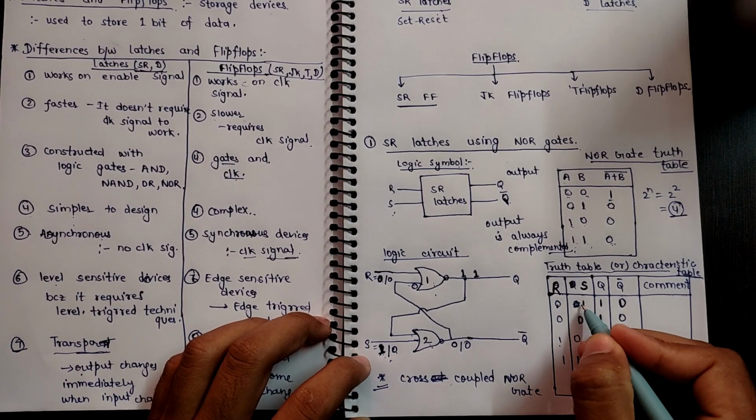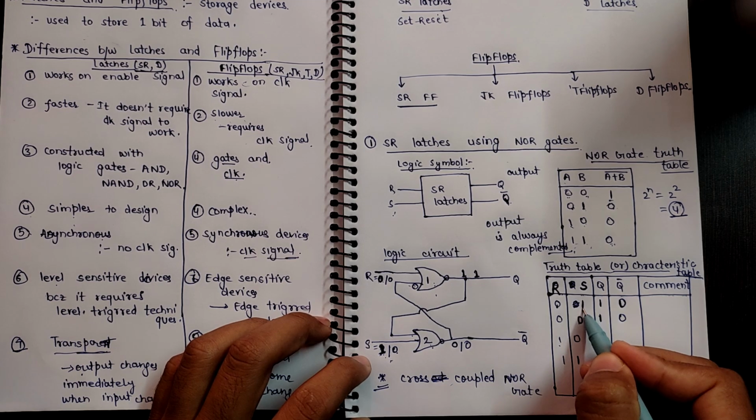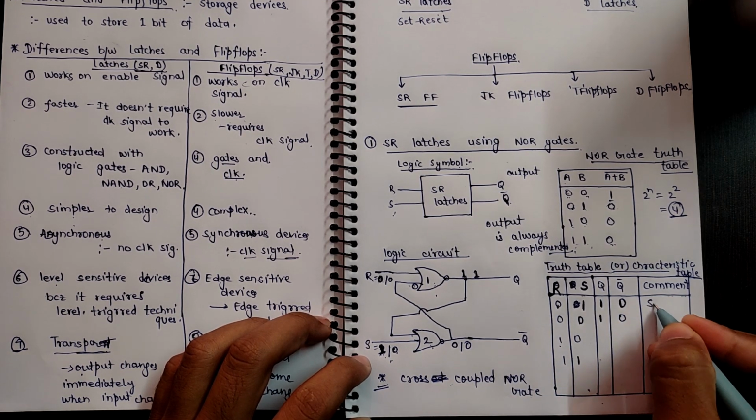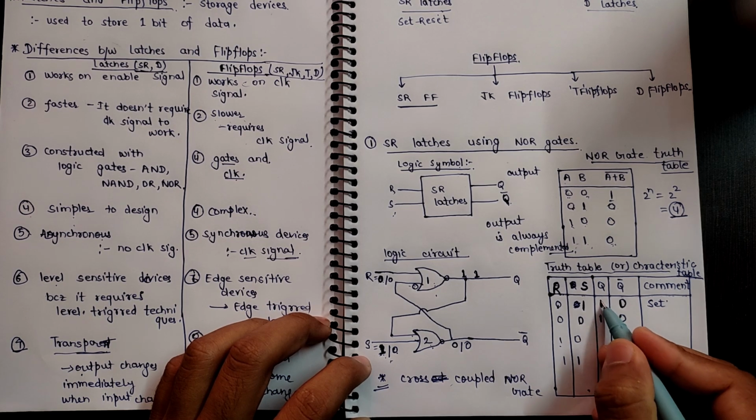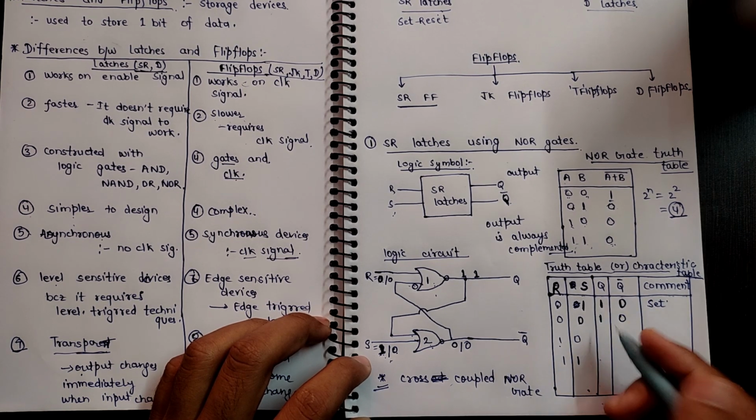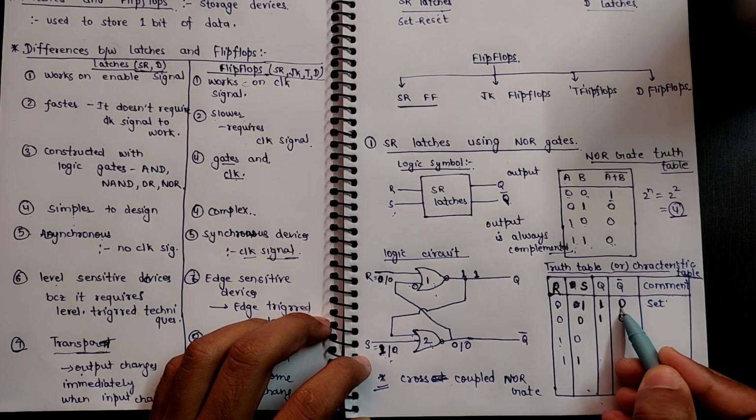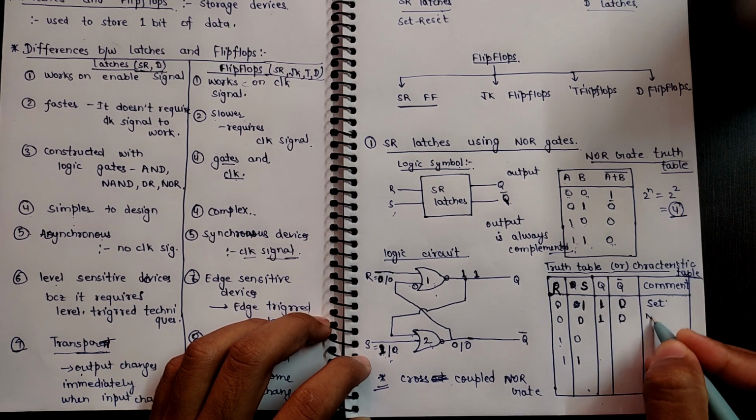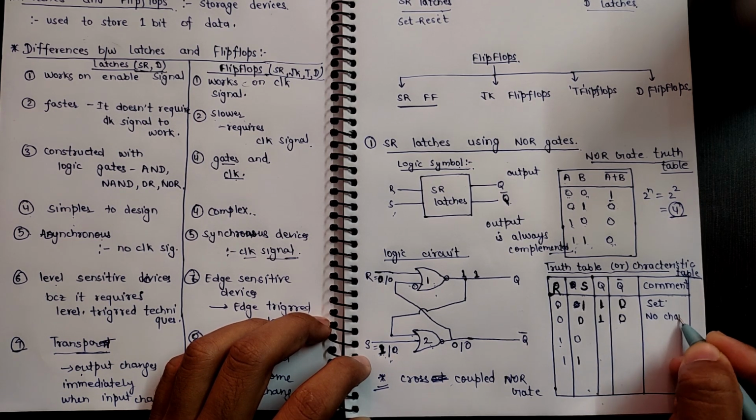Now the main concept is that if the previous S is 1 and our Q is 1, we call it as set. As the value for output is not changing, in previous state it is also 1 0, in next step it is also 1 0, we will say no change.